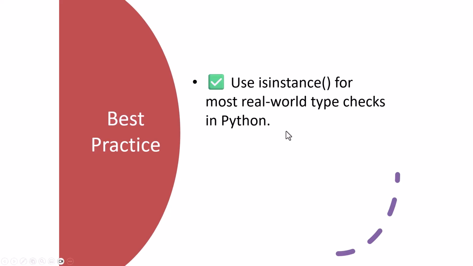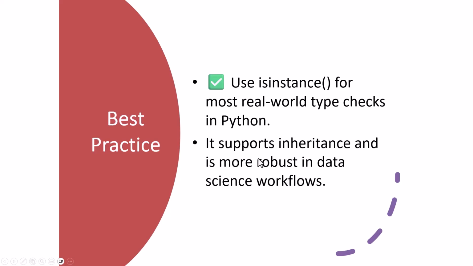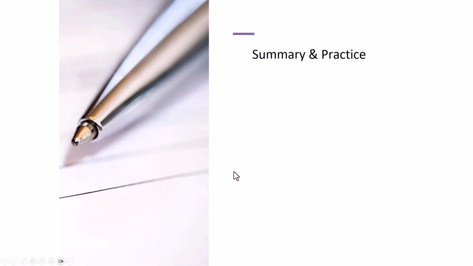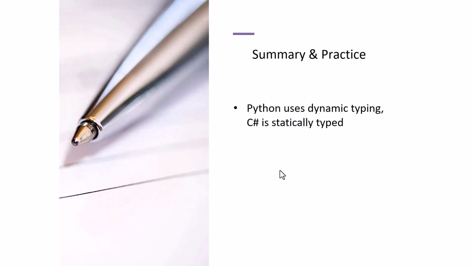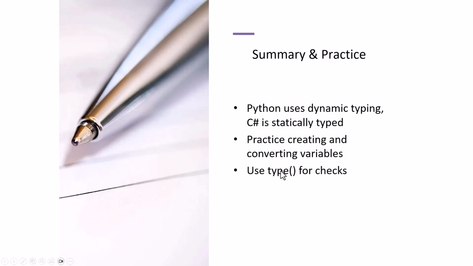So finally, what is the best practice between these two? Use isinstance for most real-world type checks in Python. It supports both inheritance and is more robust in data science workflows. So as a summary and practice: Python is dynamically typed, C# is statically typed. Now you must practice creating and converting variables in both, use type and isinstance for inspections, and try reassigning different types to the same variable in Python.